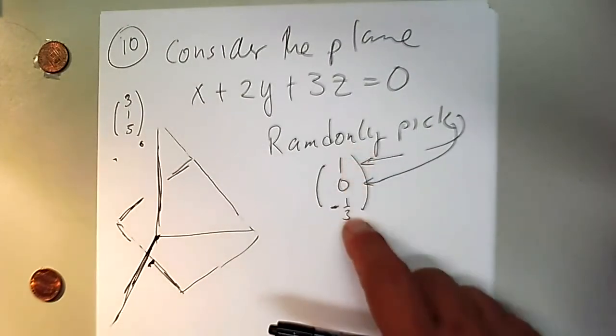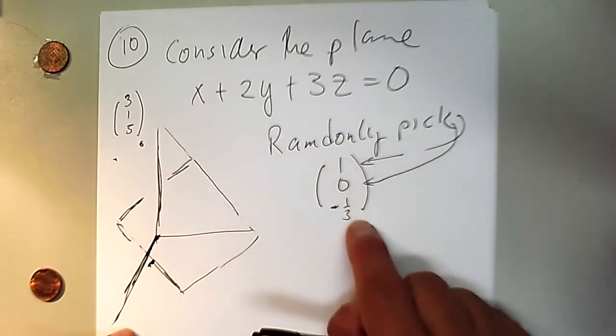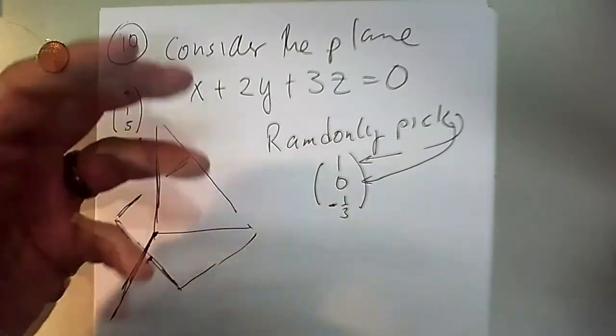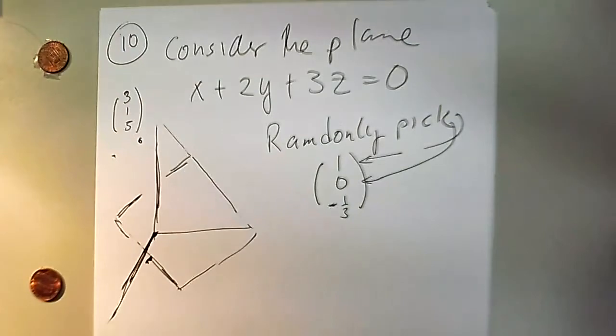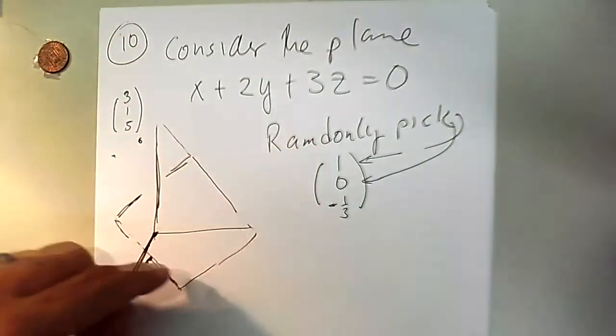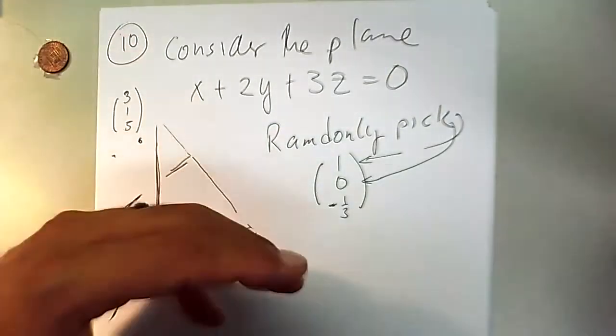I prefer not to use fractions. And so if we multiply by 3, we're still going to be on the plane, because the plane through the origin is a subspace and it has to be closed under scalar multiplication. So multiply by 3 and we get another point on the plane. It's going to be a little farther away, yes, but what do I gain?